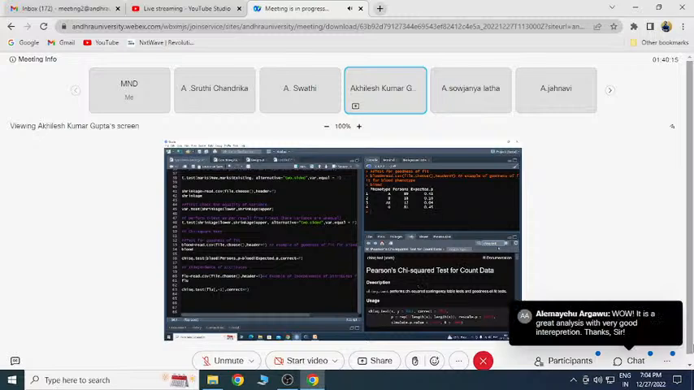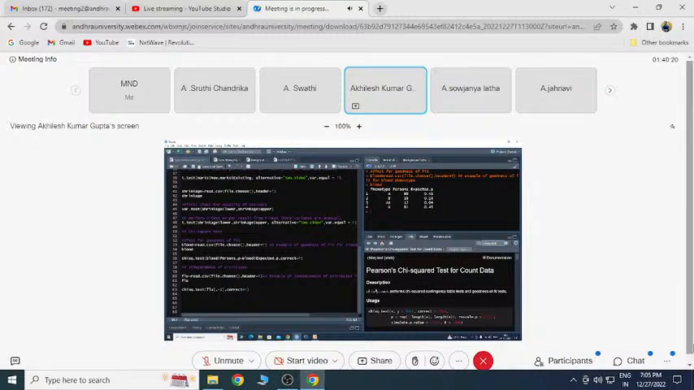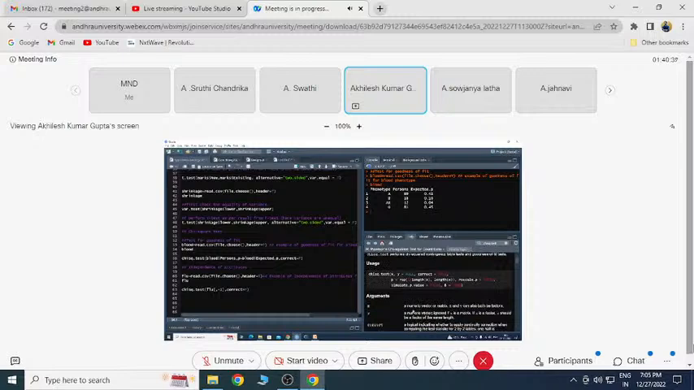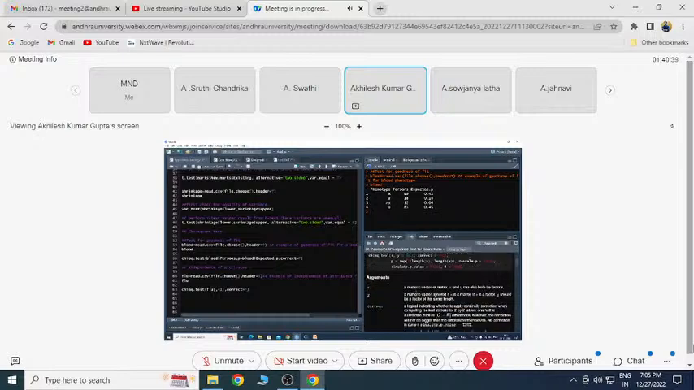So chi-square.test performs chi-square contingency test and goodness of fit test. Later on we will see the contingency one, and right now we are seeing the goodness of fit. Here you can see we have to give the x value, and everything is given here. As I told you, you don't have to remember it or take notes.